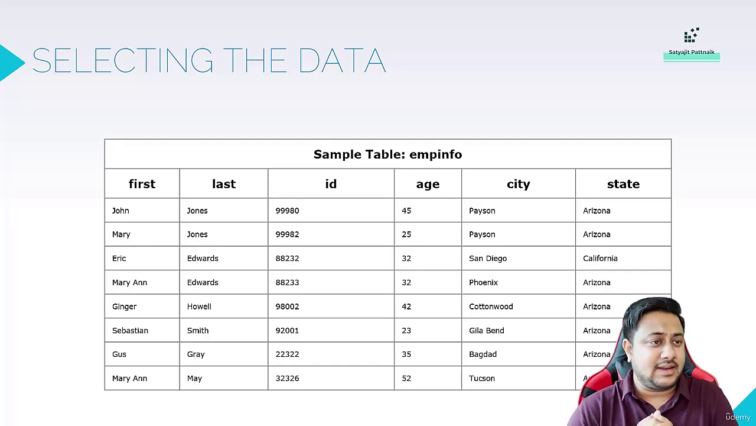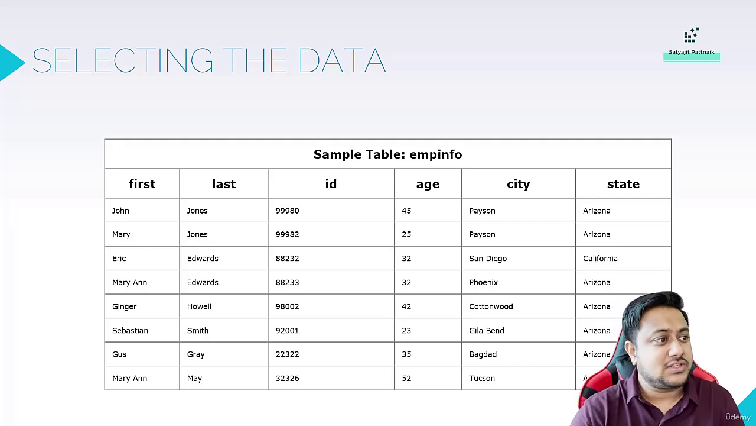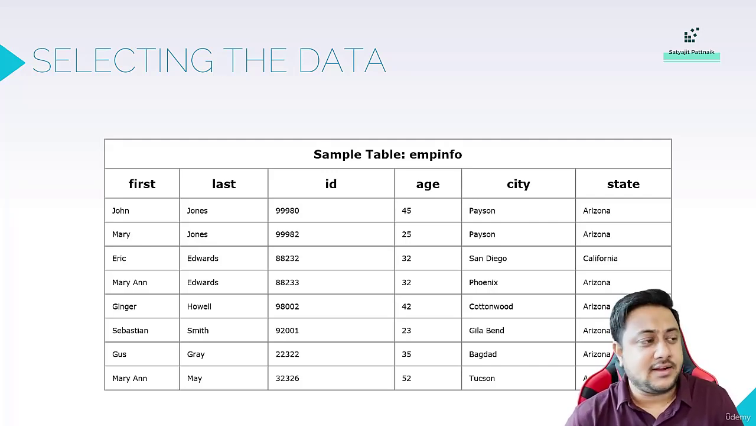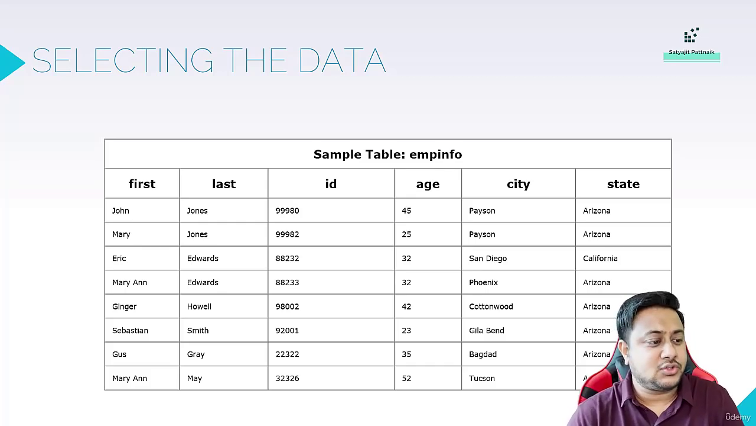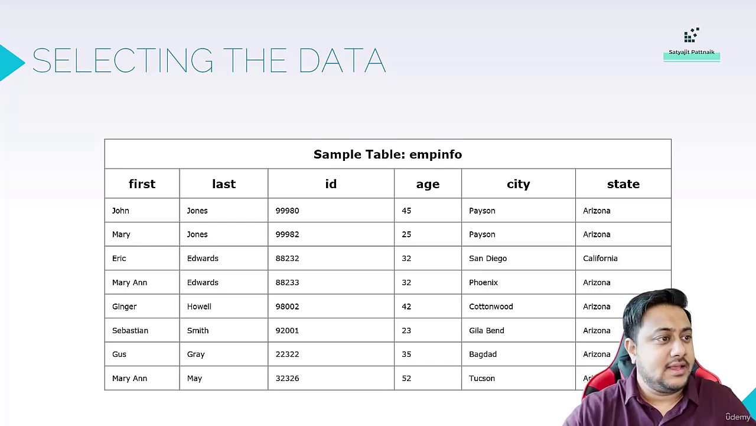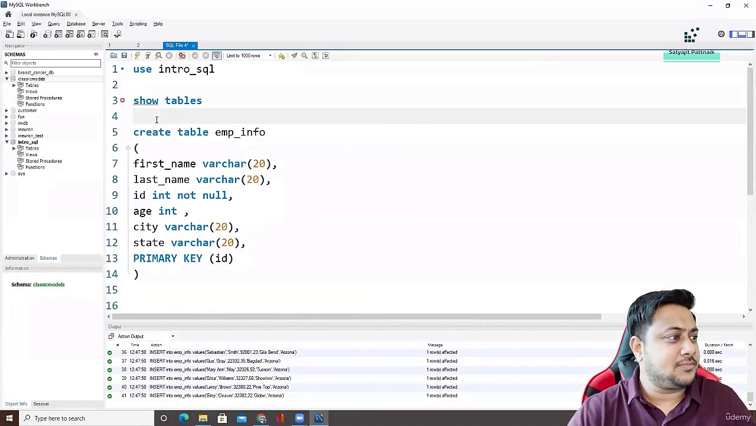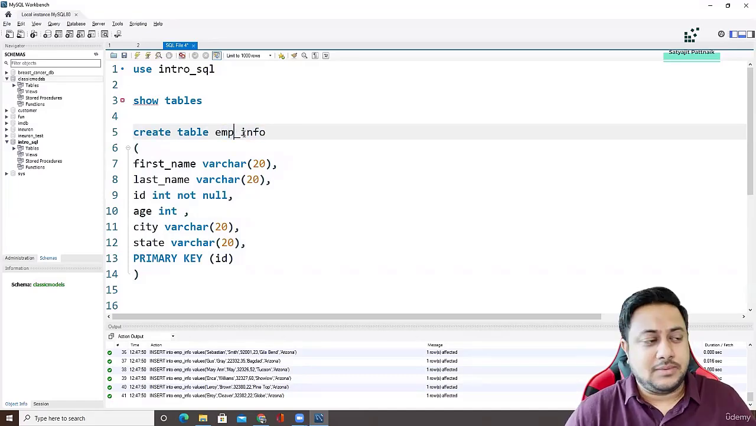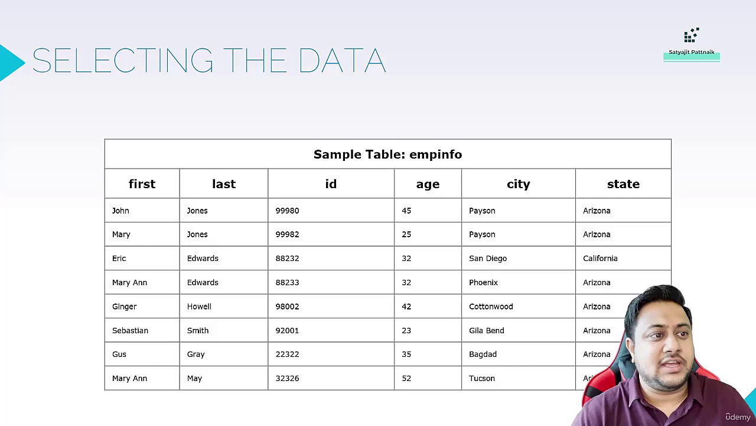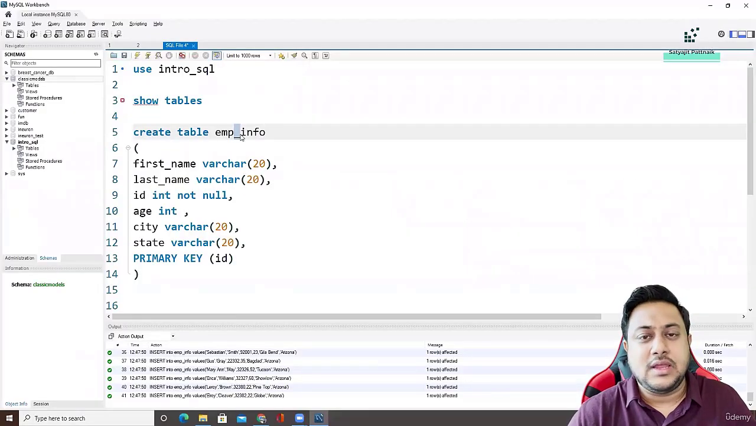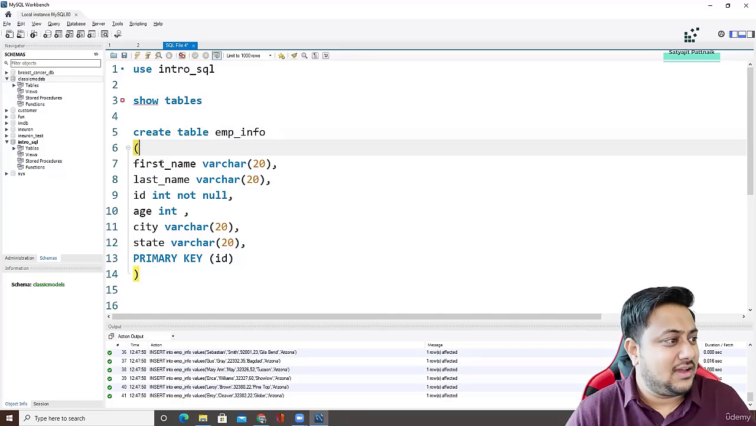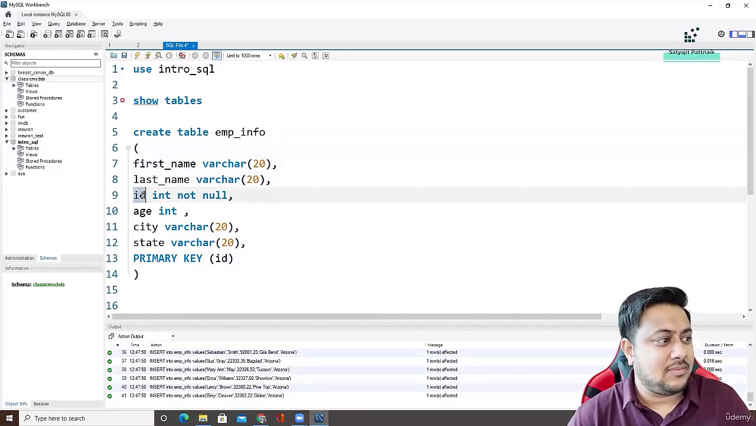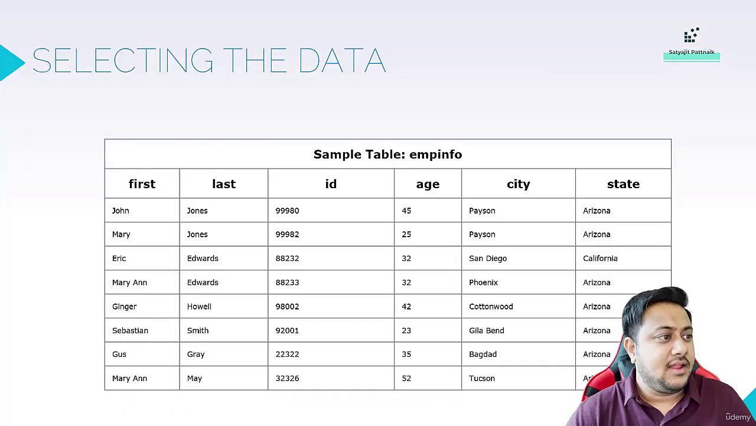So the table is simple. Create table, table name, first, last, ID, age, city, state. Your first, last, and city, state are going to be variable character, varchar. ID and age could be your integer values, right? Similarly, I have already created this particular query. So create table, table name. There was a small mistake done here. The table name mentioned here is EMP info, but I have given an underscore, which is okay. Acceptable mistake. Here I have my first name, last name, ID, age, city, state.